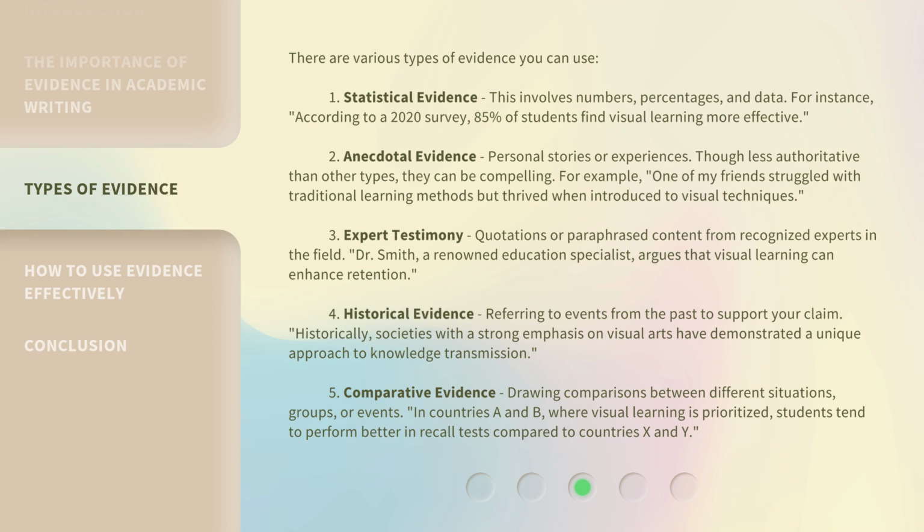There are various types of evidence you can use. 1. Statistical evidence. This involves numbers, percentages, and data. For instance, according to a 2020 survey, 85% of students find visual learning more effective.